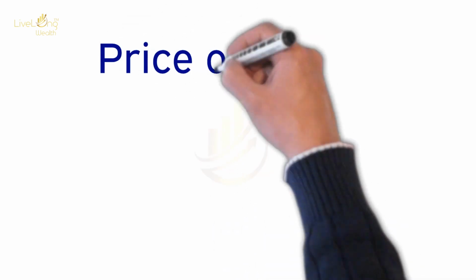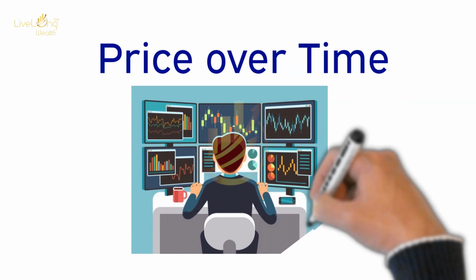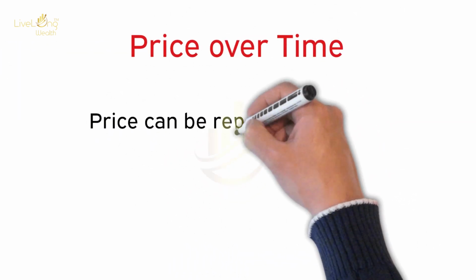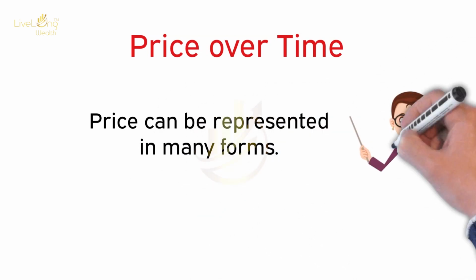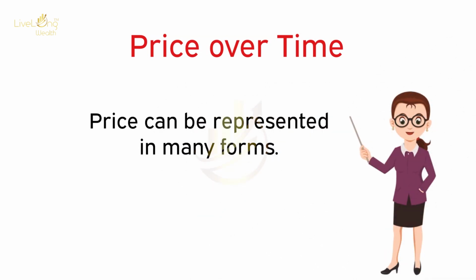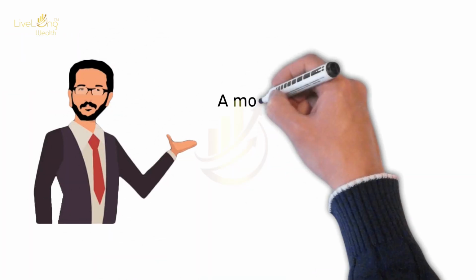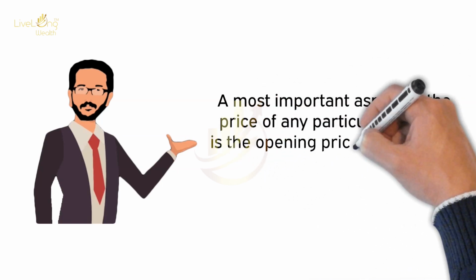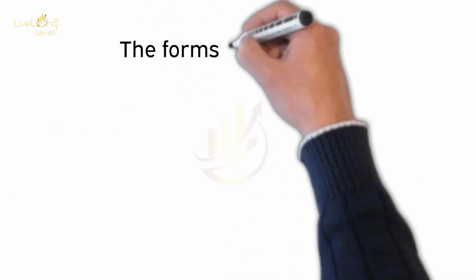Price over time. Price can be represented in many forms. A most important aspect of the price of any particular interval is the opening price, closing price, and any intermediary high and low. The forms of a price chart.